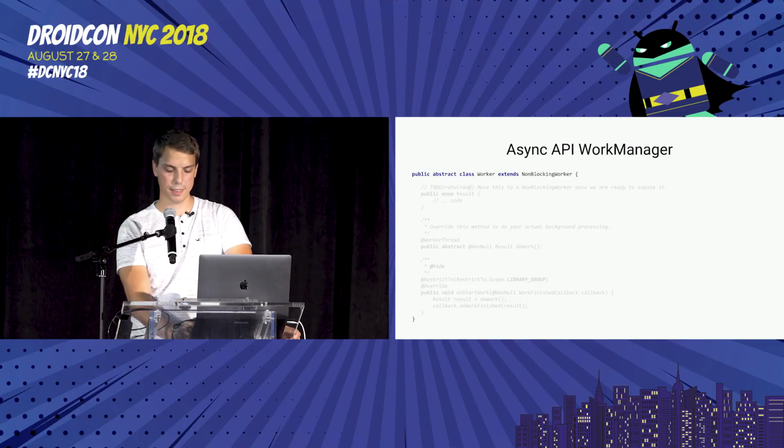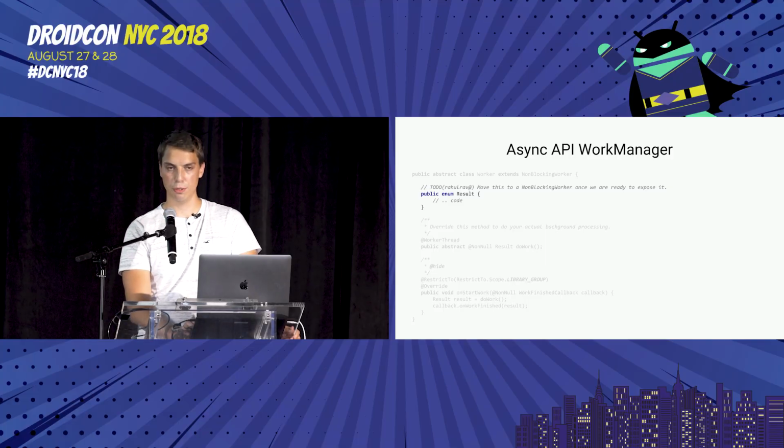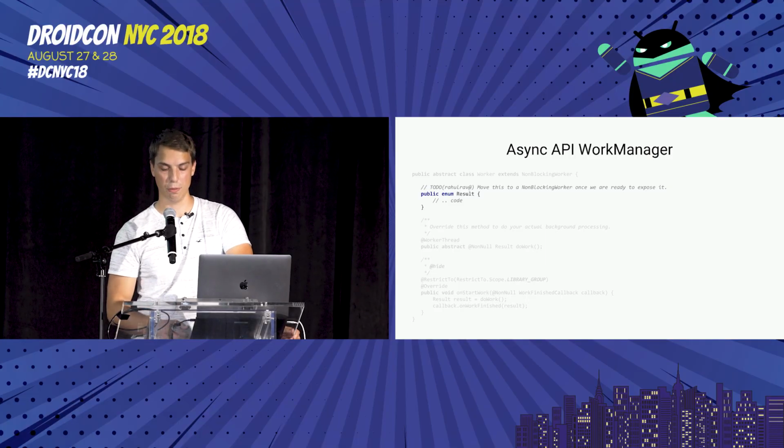So WorkManager is still an alpha release, and it's meant to change. And the API actually will change in the future. So for example, here we have this to-do where they want to move the Result class to the NonBlockingWorker. And this will, of course, introduce breaking changes.